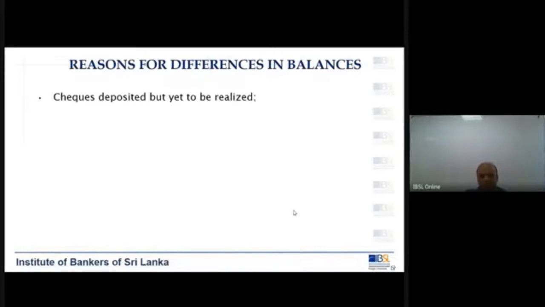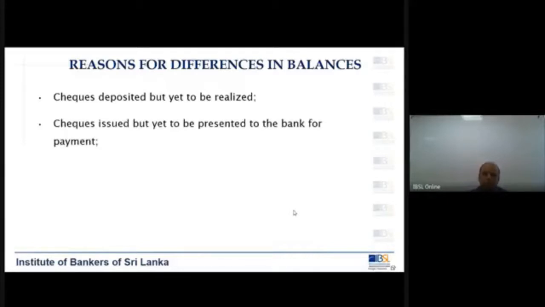The second difference is the vice versa. Checks issued but yet to be presented to the bank for payment. Now the first instance, checks deposited but yet to be realized, you know that it could be 1 or 2 days. Within those 2 days, you know what has happened to the check. But in the second scenario, where checks are issued but yet to be presented to the bank, you don't know. And you don't know the time duration also.